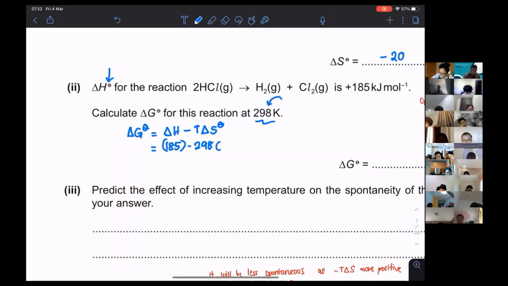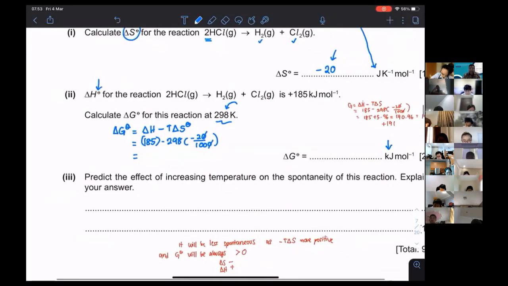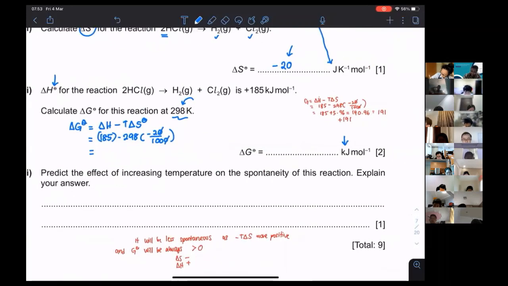And then times with this value that you calculate, but do not take this 100%. Negative 20 must be in kilojoule. Negative 20 divided by 1000. Very, very important. Students always miss out this. So this one cancels. If I calculate, I will get a positive value, which is 191. You can calculate and check. So 191, positive value.